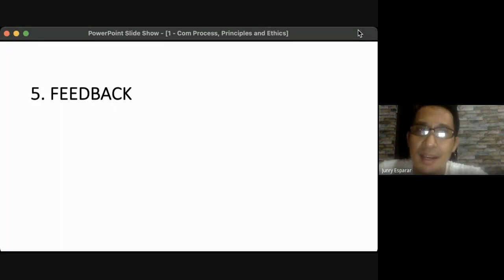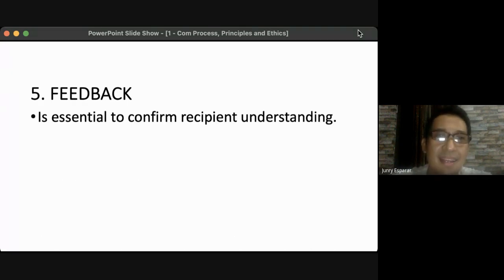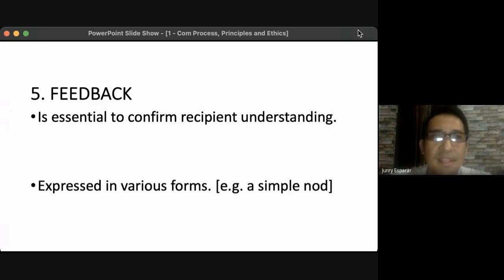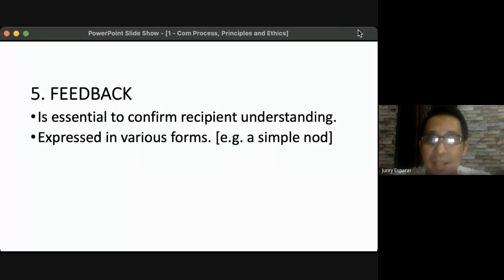Now, the fifth component of communication is feedback. We're done with source, we're done with message, we also have the channel, we have the receiver. Now we need to have feedback. What is the purpose of the feedback? It's essential to confirm the recipient's understanding, expressed in various forms, like a simple nod.